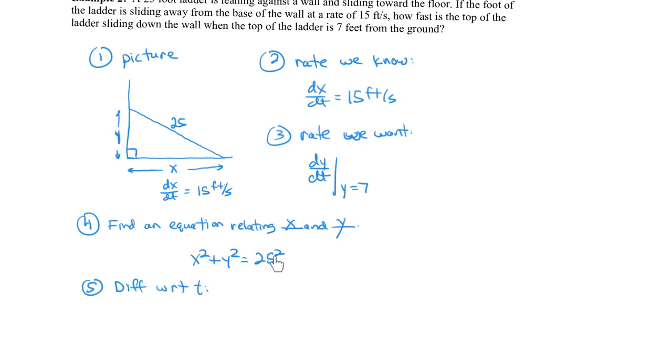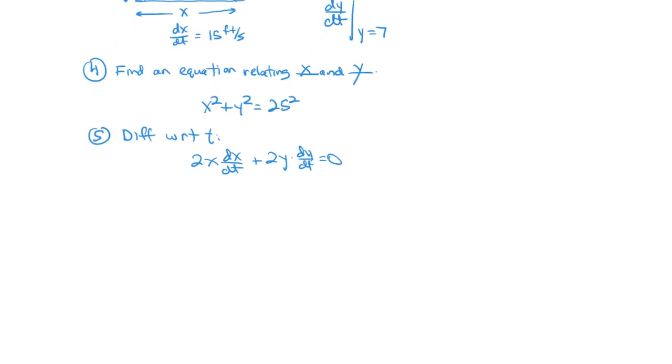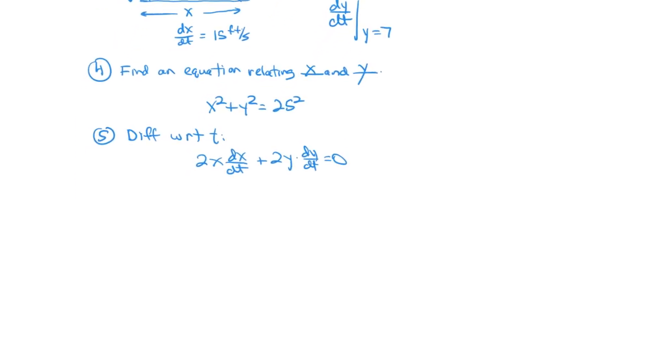When I take the derivative of 25 squared, I'm just taking the derivative of a constant, so that's just going to be 0. But here, you've got the power rule, so we'll go 2x to the 1, and then this x is not t, right? So then I need dx dt. All right, the chain rule comes in. So we get 2x dx dt plus, same thing with the y, 2y times dy dt equals 0. So step 5, we differentiate.